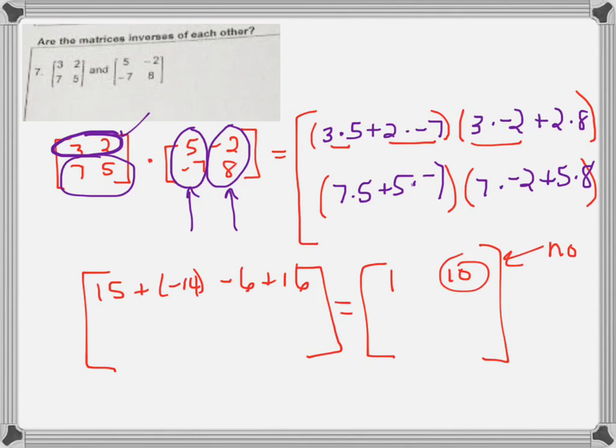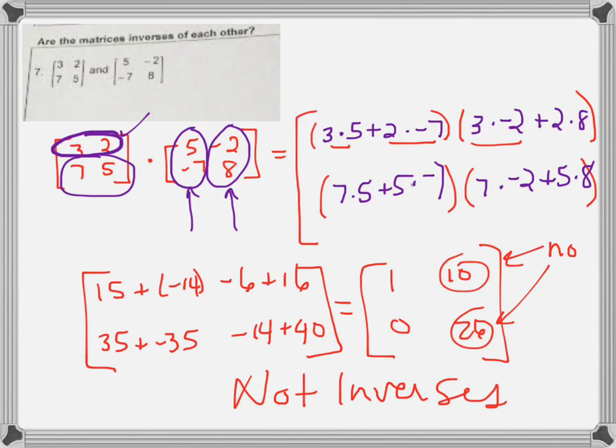But I'm going to go ahead and finish, just in case, if that were 0, then we would have to keep going. So looking at row 2, column 1, we get 35 plus negative 35. So had that 10 really been a 0, so far these would have looked like inverses. And then finally, row 2, column 2 would have been negative 14 plus 40, which is 26. So that should have been a 1. So either way, these are definitely not inverses.